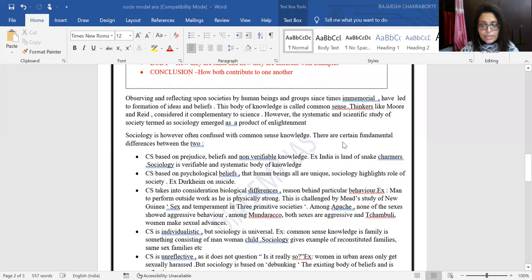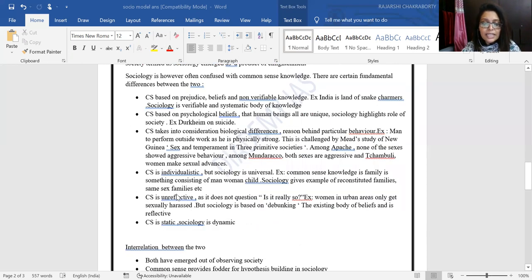Body: how do we differentiate between the two? I would always suggest highlighting keywords like non-verifiable and using subheadings, like there are certain fundamental differences between the two. Use bullet points. Common sense is based on prejudice, beliefs, and non-verifiable knowledge. For example, it's a common myth, we often use this term. Why do we say something is a myth? Because it's not empirically verifiable. Anything that's not empirically verifiable is just common sense.